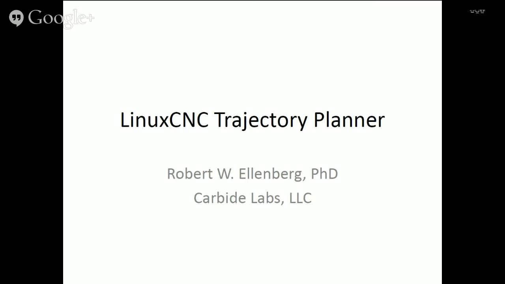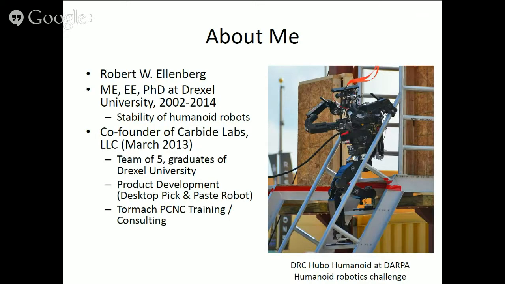So as you may have heard piecemeal, I'm Rob Ellenberg from Drexel up until a couple weeks ago, and now Carbide Labs LLC. So just to give you a little bit of background about who I am. I've been at Drexel for quite a while. Started there in 2002 doing undergrad degrees, and I did the sampler program, so I got one of each of their degrees that I liked. I did ME and EE undergrad, and then a PhD because they had humanoid robots, which was a pretty cool field to be in, I thought at the time.